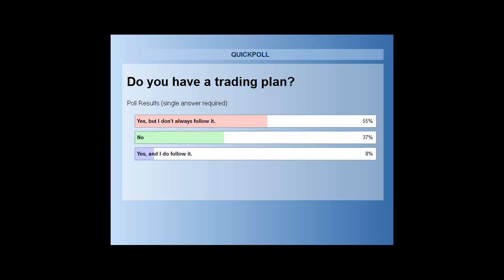Here are the results of the poll. So what are we looking at? We're looking at about 55% of you, more than half, say that you do have a plan, but you don't always follow it for whatever reason. Emotions, plural, is maybe what veers you away from following the plan that you have in place. 37% says no, I don't have a plan, and 8% says yes, and I do follow it.